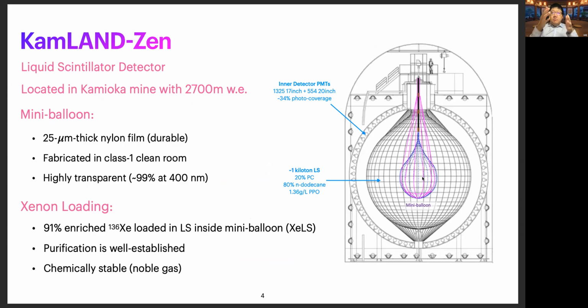After deploying the mini balloon into the KamLAND detector, we perform a procedure called xenon loading, where we load 91% enriched xenon-136 double beta decay isotope into the liquid scintillator inside the mini balloon, and we call this xenon liquid scintillator. We use this approach because the purification is well established, and xenon-136 is a chemically stable noble gas.